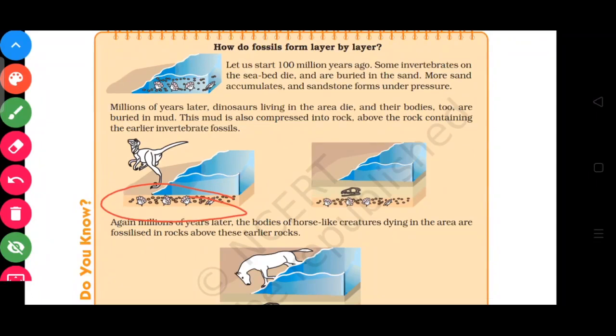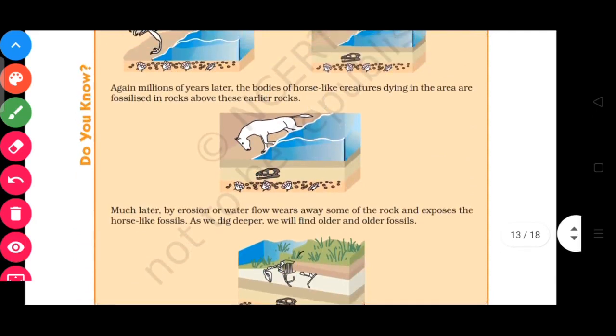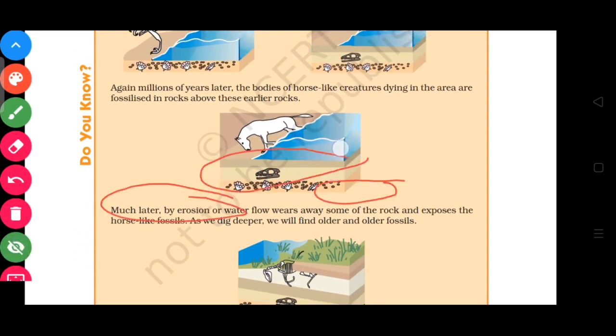some dinosaur like creatures came to that place. They also died, and their bodies were preserved in the sand, or you can say mud, and then they also became fossils like this above the sea organisms. Then some horse like creatures also died in that place millions of years later, and then they also became fossils over the stone of the dinosaur fossils.